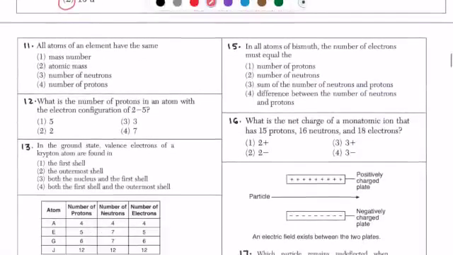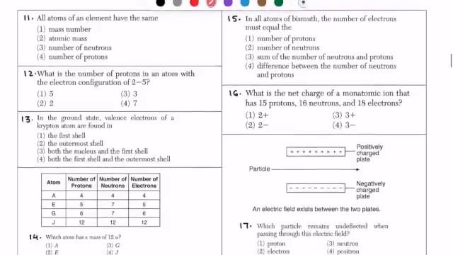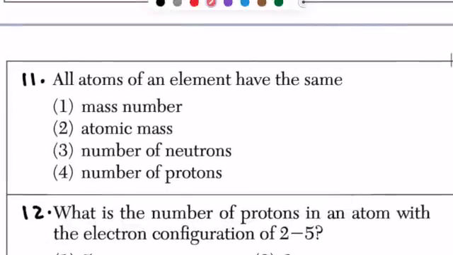Here are a few more questions from Atomic Concepts. For number 11, all atoms of an element have the same atomic number, or number of protons. So the number of protons determines the identity of that atom. This concept should be on your fingertips.